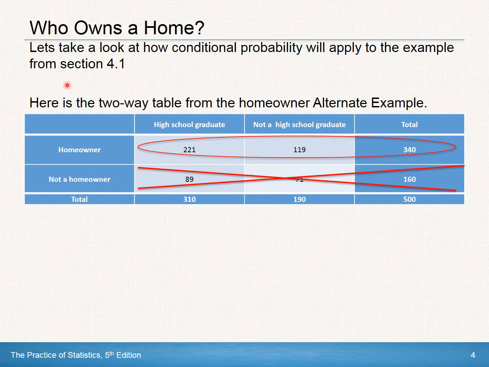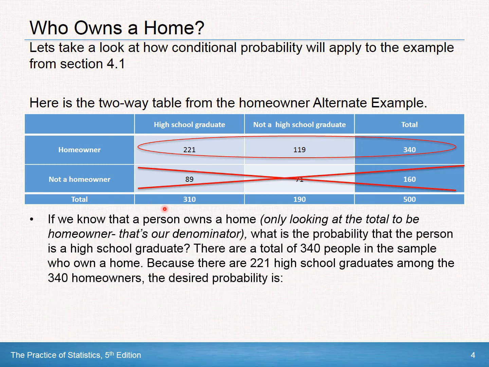Look at how conditional probability will apply to the example from section 4.1. In section 4.1, we took a look at a bunch of people that were either high school graduates or homeowners. Let's see how we can apply conditional probability to this situation. Let's say we know that a person owns a home. That means the condition is that they're a homeowner. We're only looking at the row where they are a homeowner. What is the probability that the person is a high school graduate?